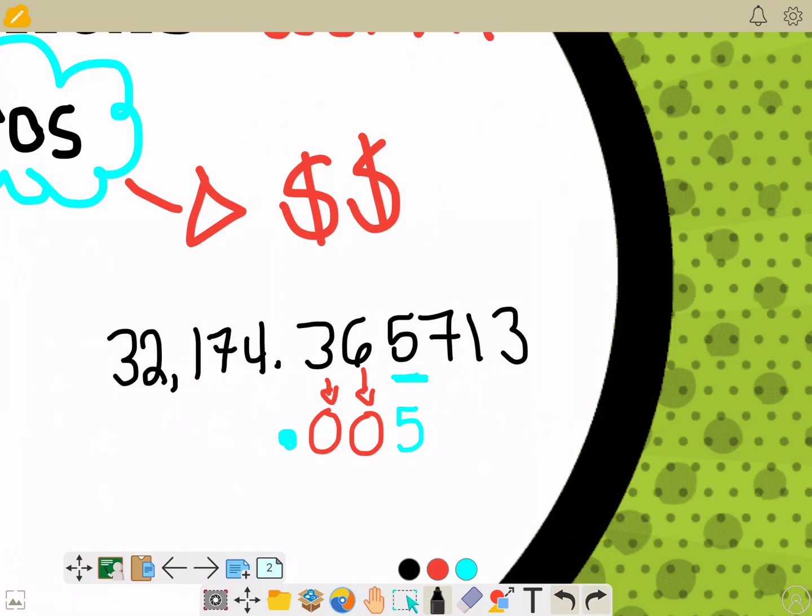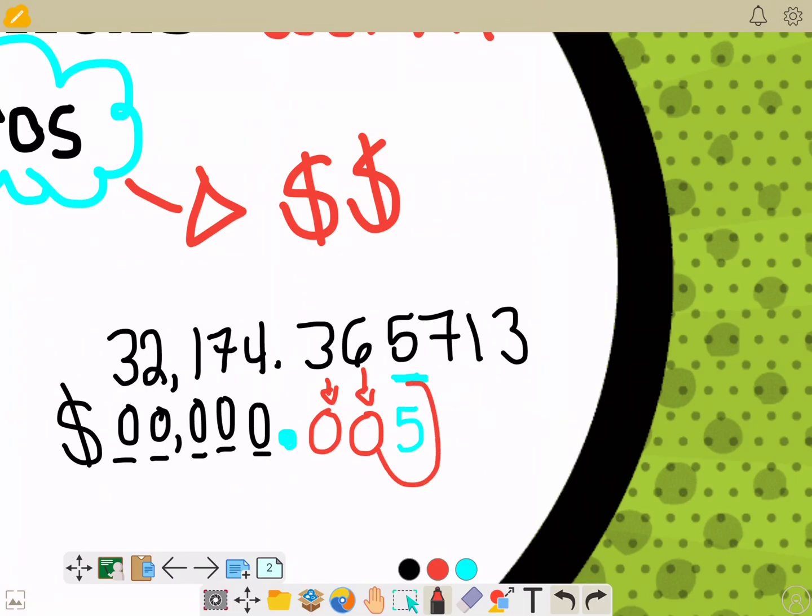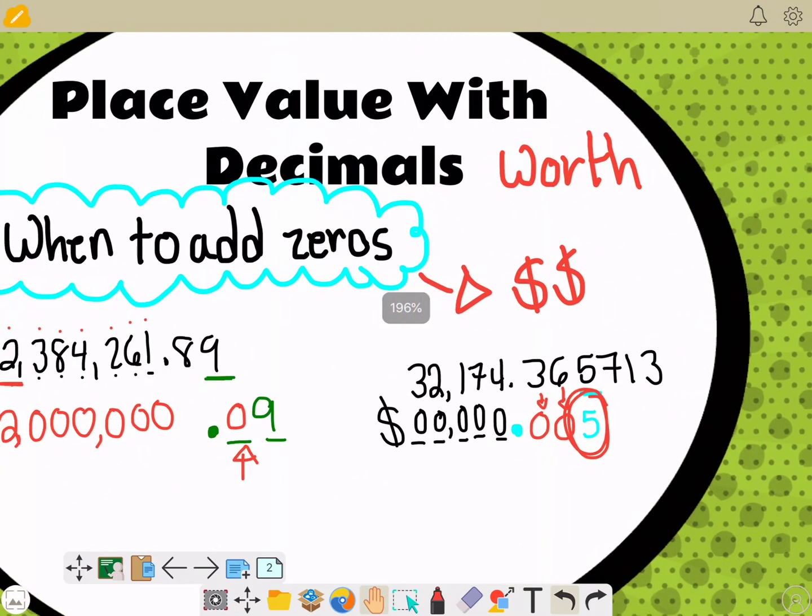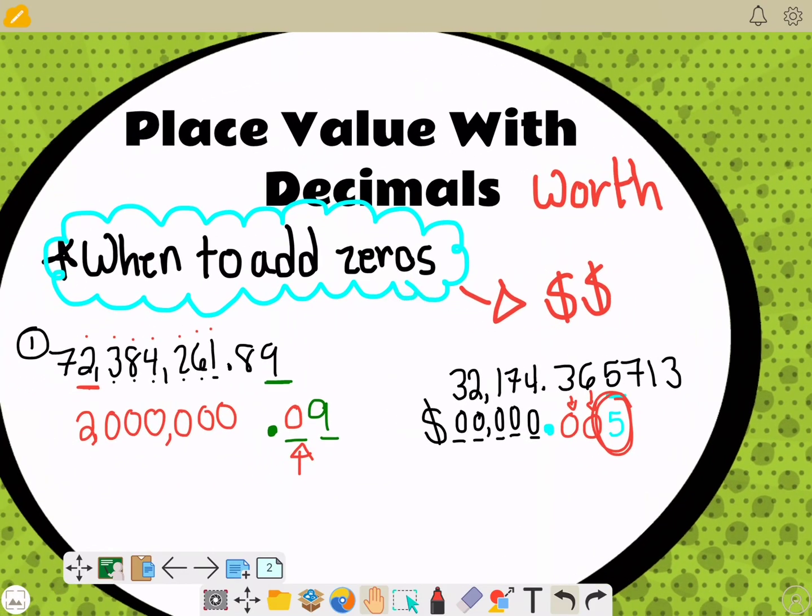And somebody's going to say, well, Mr. Person, do I need to change these to zeros? You can, but that doesn't change the monetary value. That's like saying, okay, I've got 0 $10,000 and 0 $1,000 and 0 $100 bills and 0 $10 bills and 0 $1 bills. Well, really, all you have is 5 thousandths. You don't need to tell me about all the money you don't have. So think about it as money and try to remember, when do you add your zeros and when do you not.